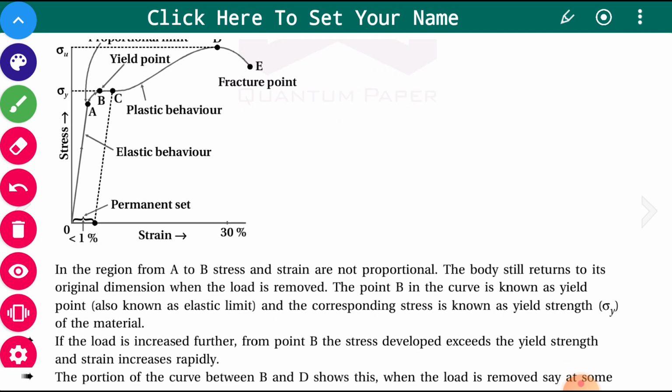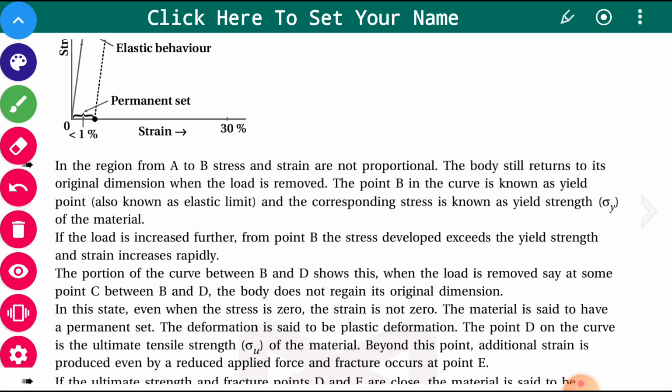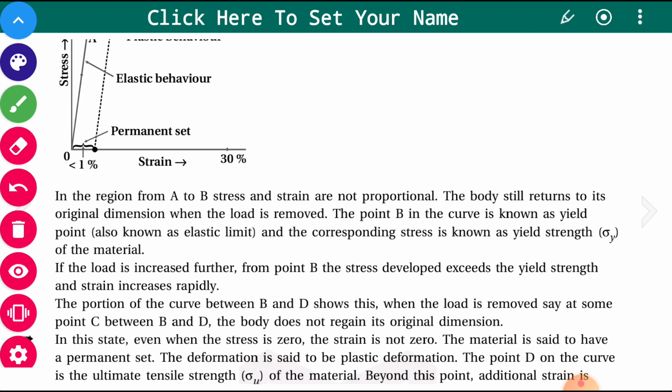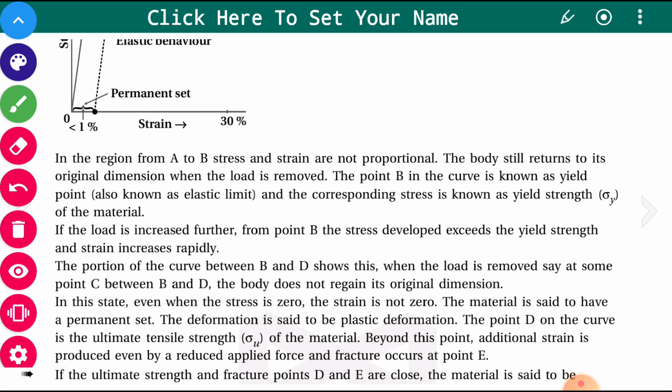This point is also known as the elastic limit, and the corresponding stress is known as the yield strength, that is sigma y of the material. Up to that point, the material can still come back to its original position.